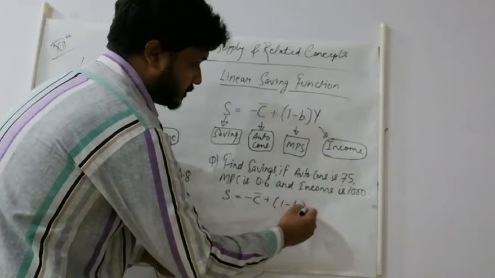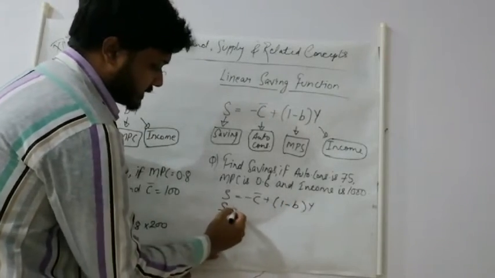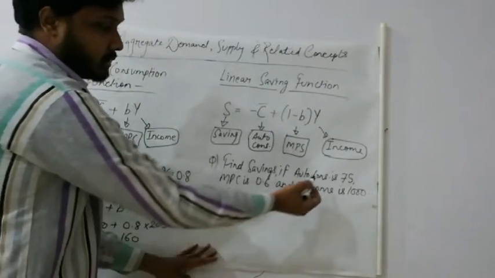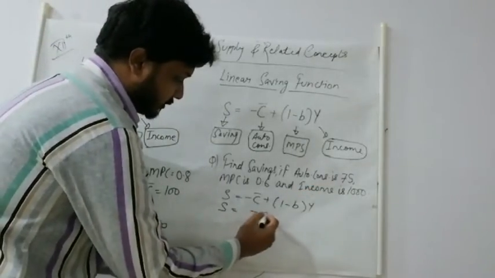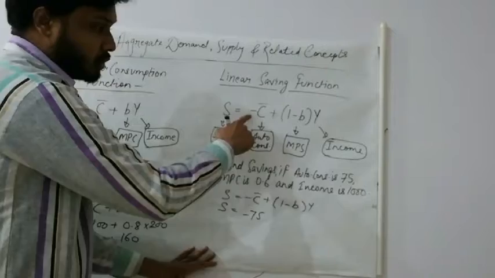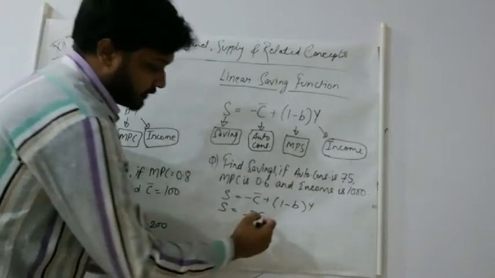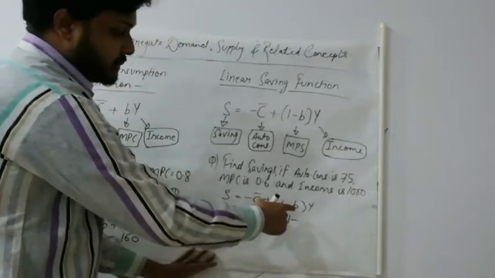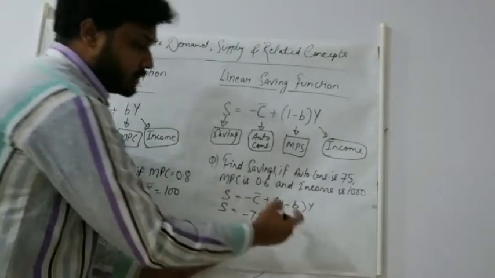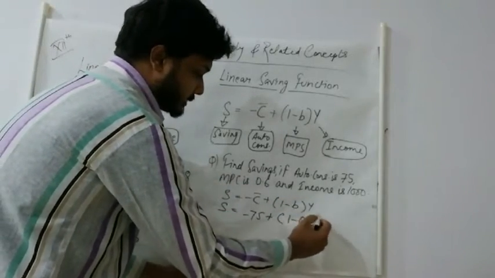This is the formula that we have. So savings will be minus C bar. See, autonomous consumption is 75. But as per formula we have to write minus. Okay, so minus 75 plus 1 minus B. So 1 minus B, B here means MPC. Okay, so it is 0.6.